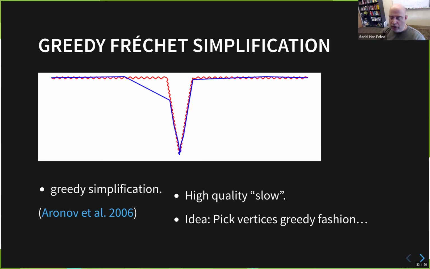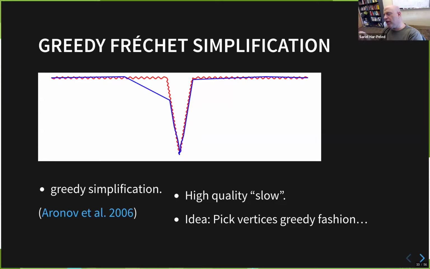There is this work of Aaron et al. that shows that you can do simplification, and the idea is that you give me the threshold, and the simplification algorithm is going to pick a subset of the vertices, and it does it in a greedy fashion. What do I mean by greedy fashion? It picks the start vertex as the start, and then it goes as far as it can with a single segment. It picks the furthest vertex it can, such that the segment still provides a good approximation in the Fréchet distance to the subcurve it matches.